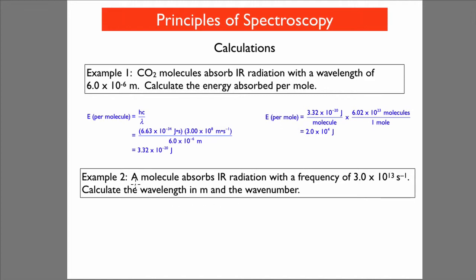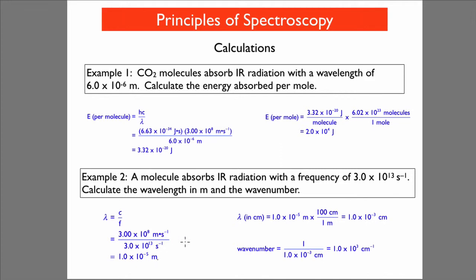Example 2. A molecule absorbs infrared radiation with a frequency of 3 × 10¹³ seconds to the minus 1, or hertz. Calculate the wavelength in meters and the wave number. First of all, use the formula. We've got the speed of light divided by frequency. Speed of light is 3 × 10⁸, and I know the frequency is 3 × 10¹³ hertz, to give us the answer in meters.